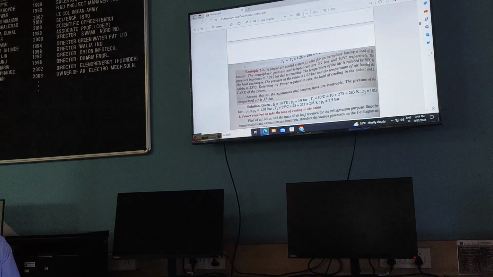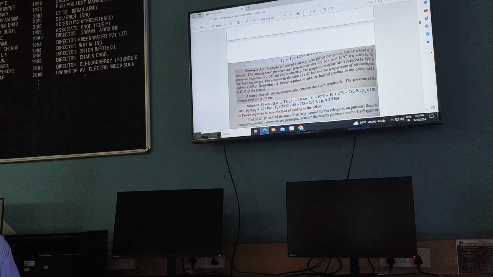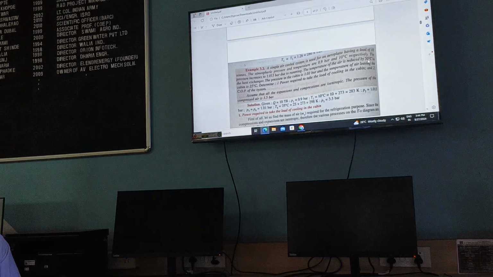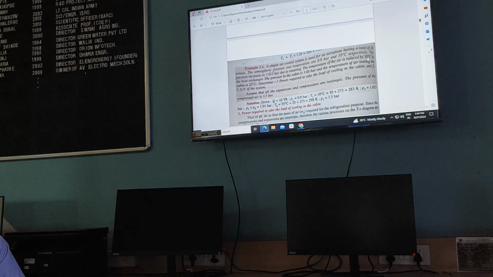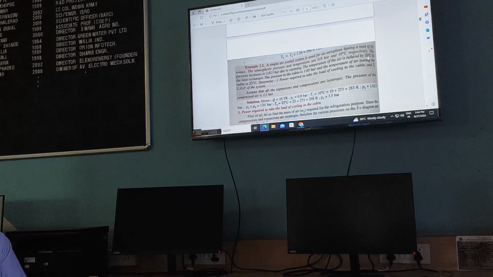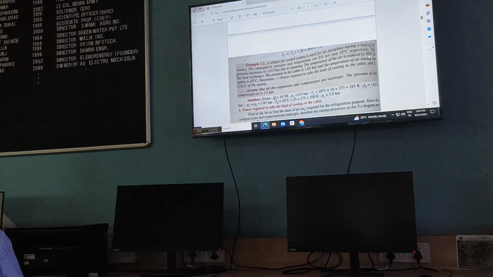Suppose 70% enthalpy is reduced in a heat exchanger. What will be the output temperature of the heat exchanger? 0.7 or 0.3? 0.3.